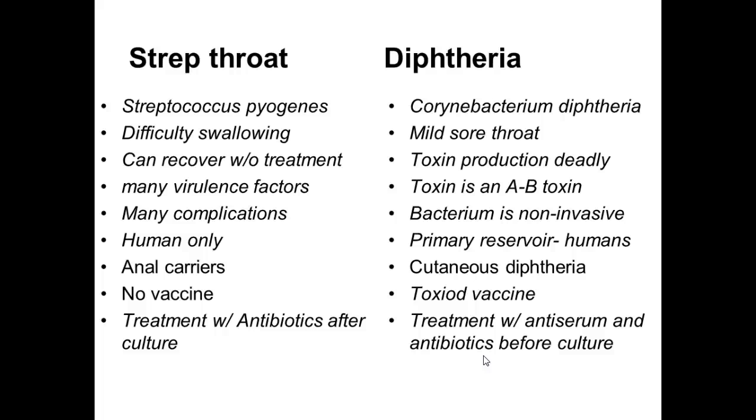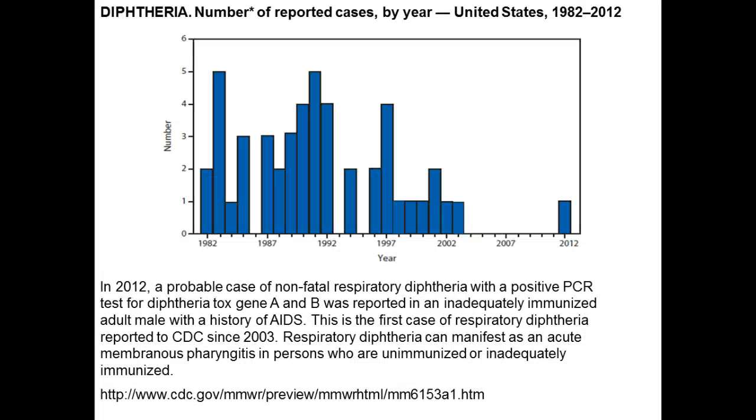Antibodies, right? That's what an anti-serum is, antibodies. And serum refers to the liquid phase of your blood after your blood is allowed to clot, right? Your antibodies are in that liquid phase of your blood. So that's why it's referred to as anti-sera. That's where it comes from. But it is antibodies against the specific toxin, right? And then your immune system will take care of eliminating them out of the system. So in 2012, there was a probable case of non-fatal respiratory diphtheria, and they used a positive PCR test.